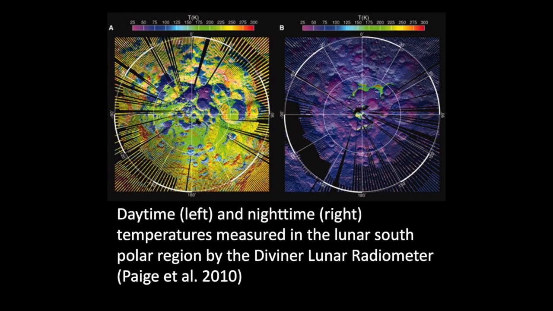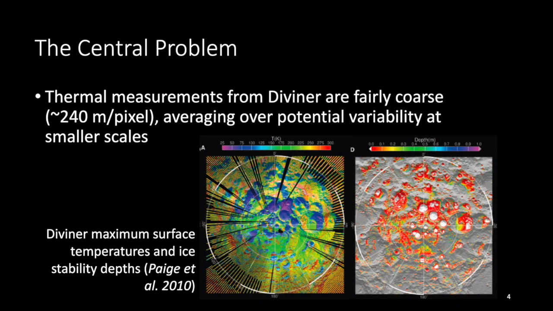Given the strong dependence of volatile stability on temperature, perhaps the most powerful tool at our disposal when assessing where volatiles might be stable are the temperature maps produced by the Diviner Lunar Radiometer on board the Lunar Reconnaissance Orbiter. Unfortunately, these maps are limited by the resolution of 240 meters per pixel. While sufficient for examining global trends, each Diviner pixel necessarily averages over variability at small scales that might significantly affect the available cold trapping area.